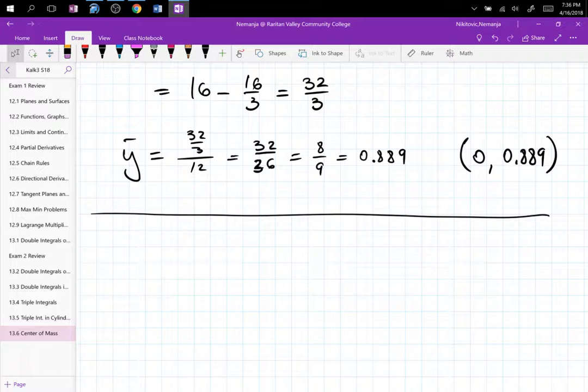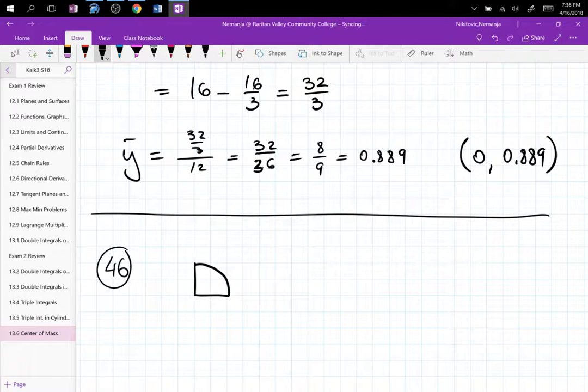The last part for the 2D, we are going to take a look at the quarter circle, to find the center of mass of a quarter circle. So a quarter circle, it's problem 46. So you take a quarter circle, that's the quarter circle. And you want to balance the quarter circle.